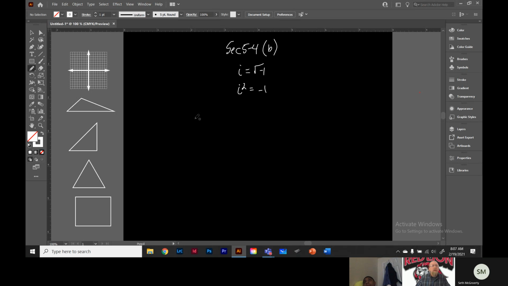Okay, let me introduce something that's a little bit new. Well, it's completely new, but we're going to use this for our problems. On the problems we're going to get today, we're going to be doing some stuff with fractions, and you're going to have i in the denominator. So that's going to be a little bit tricky because remember, we cannot have square roots in the denominator.